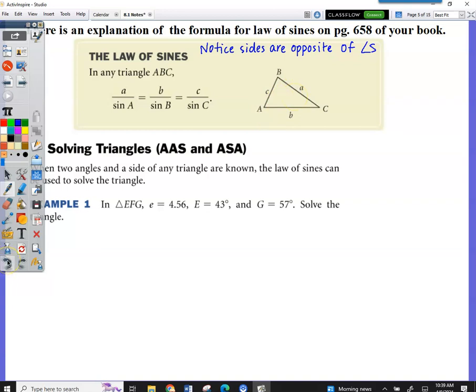All right, now notice angle B. You go to the side opposite, you have little b. Angle C, go to the side opposite, you have little c. That's how you label your triangles, okay? So if I give you a triangle and I say, hey, you got triangle EFG, then little e would be opposite angle E. Little f would be opposite angle F. Little g would be opposite angle G, okay? One thing you do need to make sure is that your calculator is in degree mode.